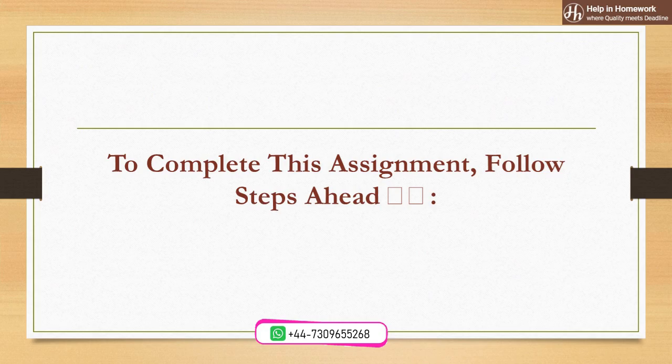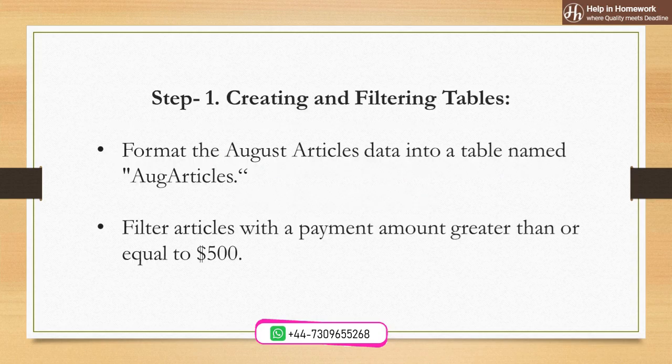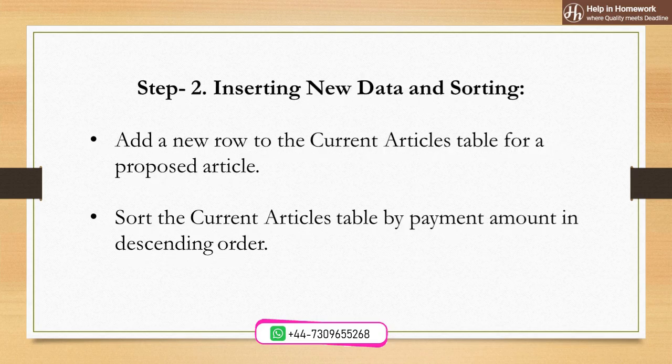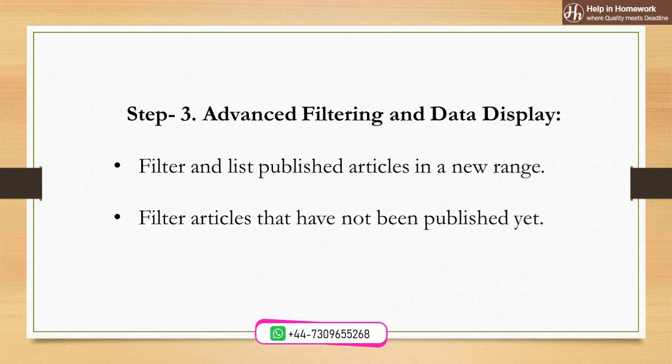Step 1. Creating and filtering tables. Format the August article's data into a table named Org Articles. Filter articles with a payment amount greater than or equal to $500. Step 2. Inserting new data and sorting. Add a new row to the current articles table for a proposed article. Sort the current articles table by payment amount in descending order.